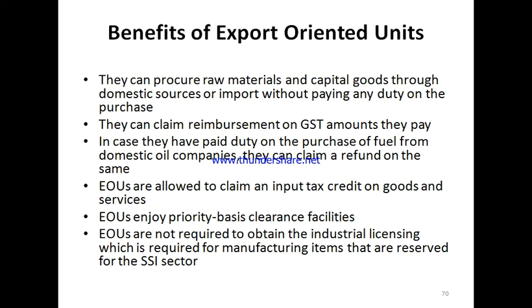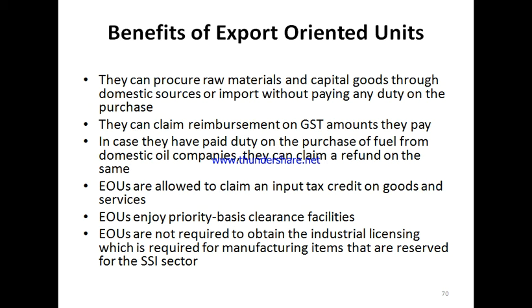Now, the basic benefits of export-oriented units. They can procure raw material or capital goods through domestic sources, and they can also import without paying any type of duty. They can also claim reimbursement of the GST amount they have paid, and in case they have paid duty on the purchase of fuel from domestic oil companies, they can claim the refund. And they can also claim input tax credit on goods and services.